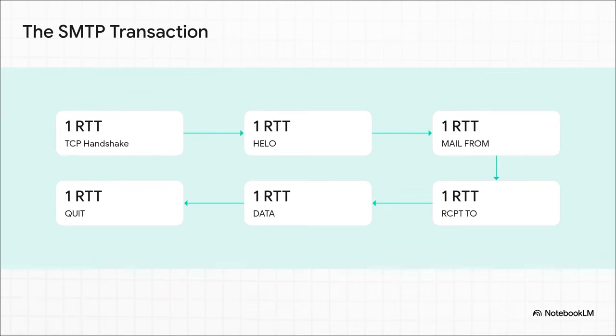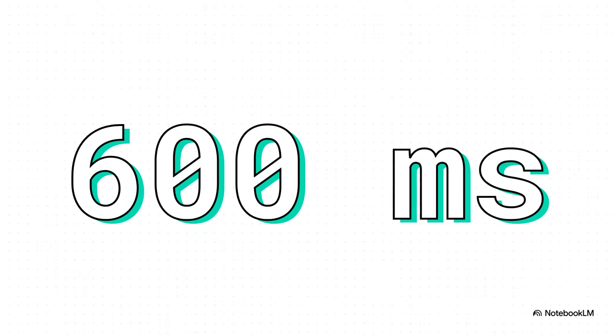There's a handshake to set up the connection, a hello greeting, the MAIL FROM, the RCPT TO, sending the actual data, and then a quit to say goodbye. Every single one of those steps needs its own full round trip. So yeah, that's 6 separate round trips. And our rules say the RTT between these servers is 100 milliseconds. 6 round trips times 100 milliseconds each gives us a total of 600 milliseconds. Think about that. All that time is just for the 2 servers to coordinate the handoff of one email.